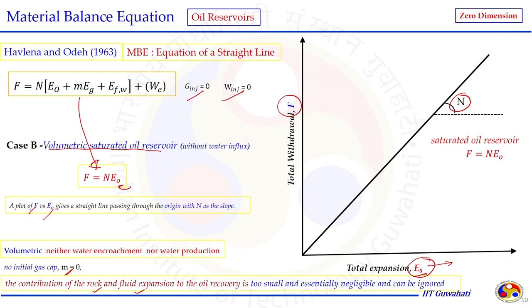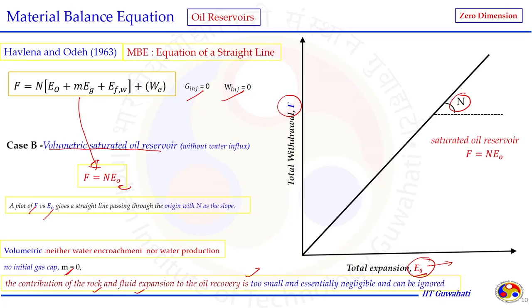The difference between the previous case and this one is that we are also not considering Efw; we have completely ignored the contribution of rock and formation water expansion. If we count it, that is the situation of the undersaturated reservoir. Why can we ignore the expression related to rock and fluid expansion? Because the pressure change within the study domain is not significant, and the expression for rock and water formation expansion includes the effect of delta P.